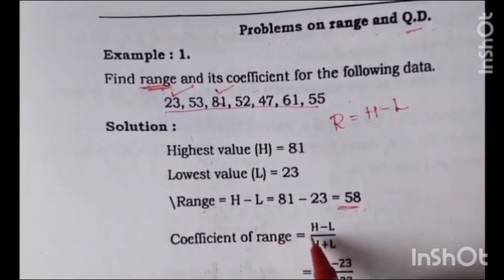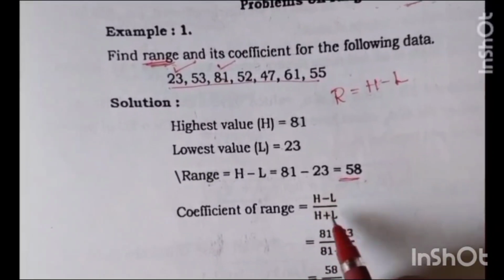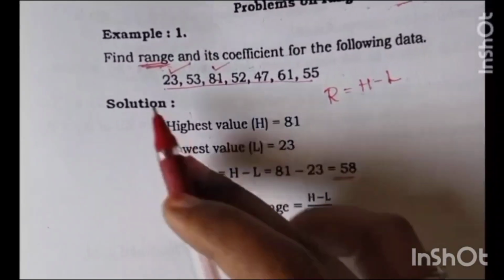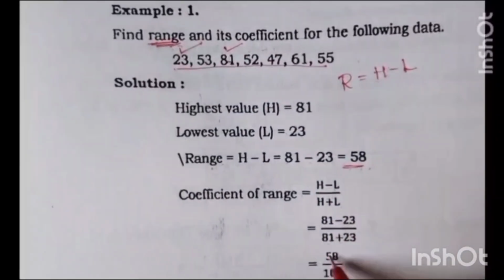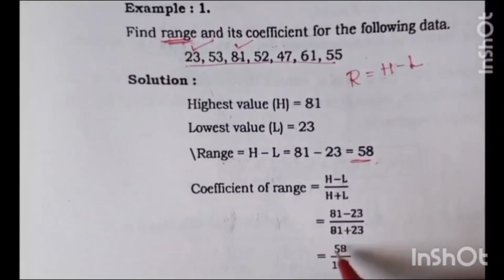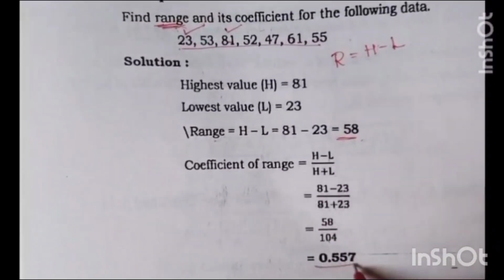Next, coefficient of range. What is the coefficient of range formula? H minus L divided by H plus L. So this is the formula. H is 81 minus L is 23, divided by 81 plus 23. 81 minus 23 is 58. 81 plus 23 is 104. If you divide this, you will get 0.557. So this is the coefficient of range.